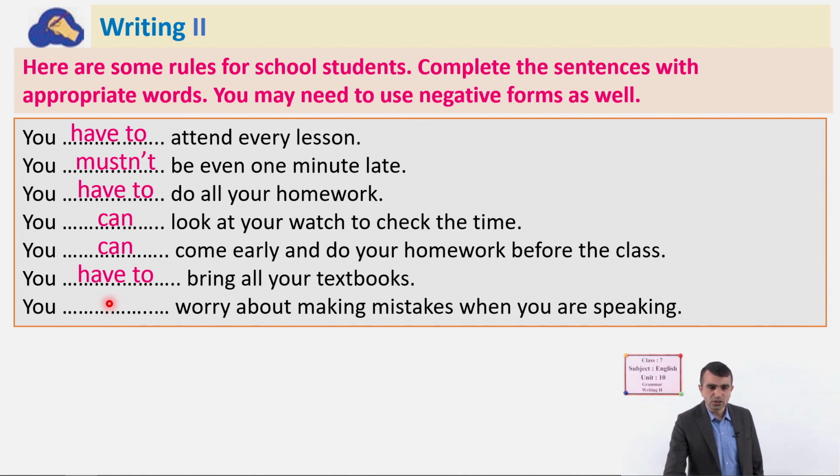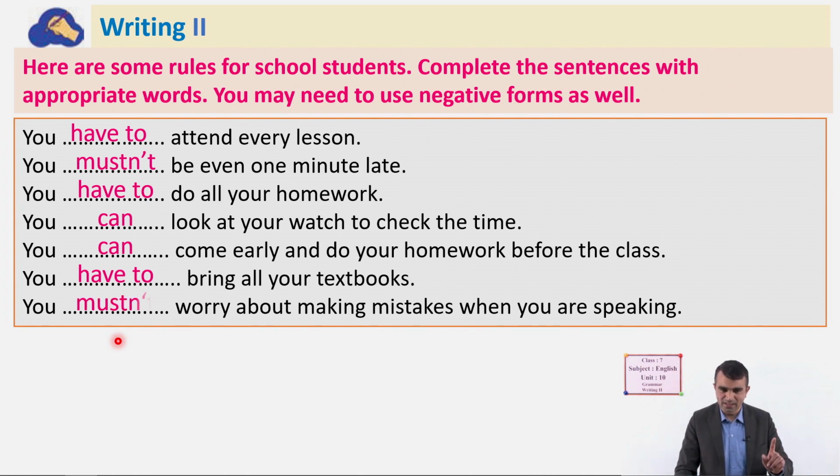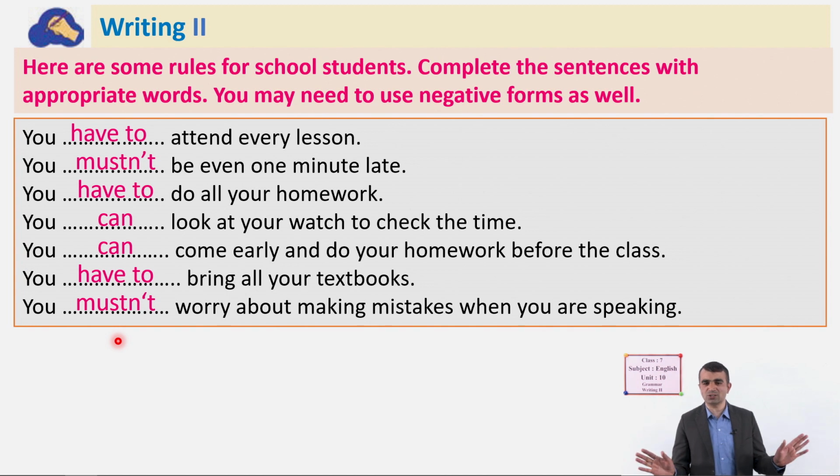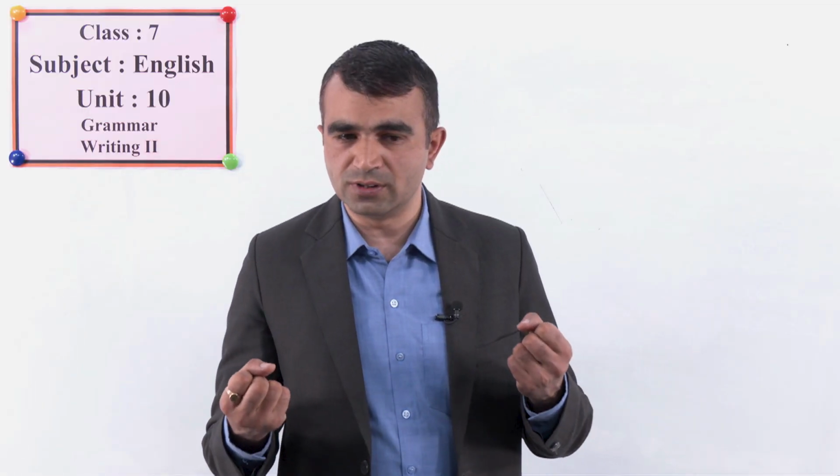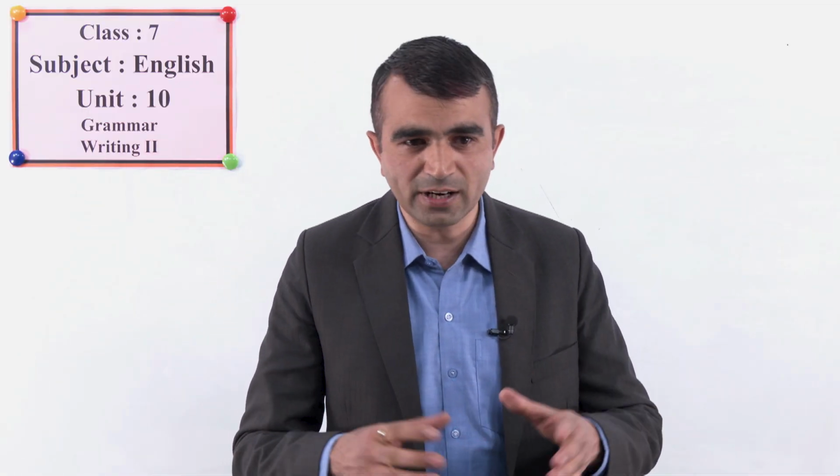And finally, you, blank space, worry about making mistakes when you are speaking. What do you use here? You mustn't worry about making mistakes when you are speaking. Here you can also use you don't need to worry about. You don't need to worry about making mistakes when you are speaking. So this way you can write rules for students. Can you write this set of rules?